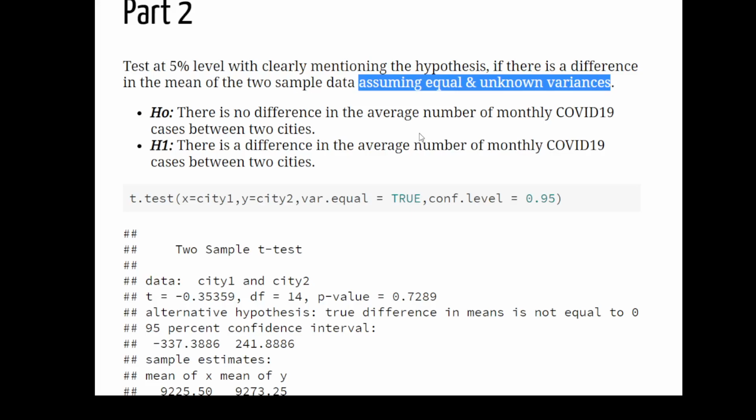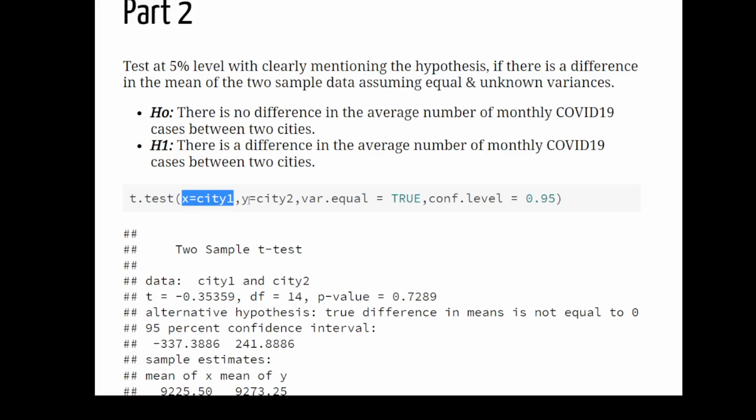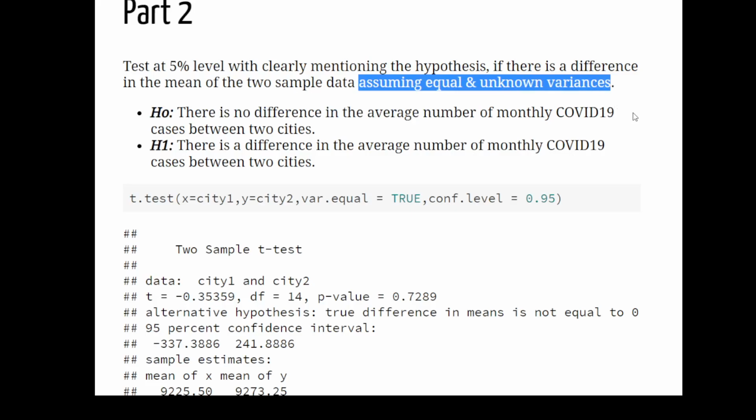Okay. So what we're going to do here is enter this as a t-test. We have our first sample here, x equals City 1, and our second sample here, y equals City 2. Now, here we're going to put in this argument, var.equal equals TRUE. This is to assert this assumption in our analysis. If we don't have that, we're not necessarily making an assumption of equal and unknown variance.